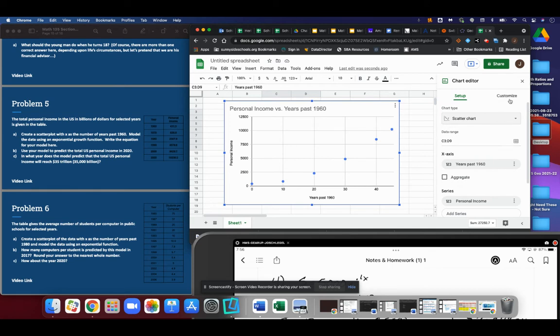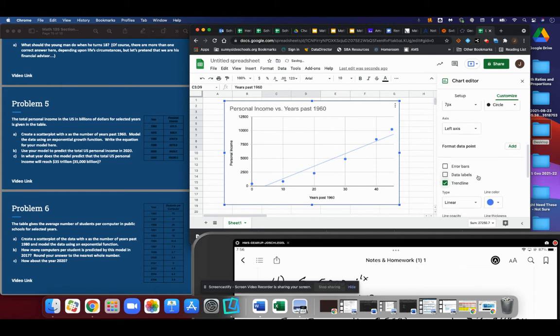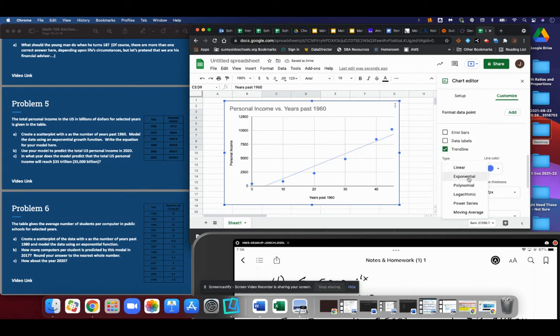And then the next thing, everyone, we need to go to customize and find, was it series? Yep. And we need to add a trend line. This time we are working with exponential functions, and so we don't want a linear trend line. That actually fits the model terribly. We want an exponential trend line. And I just shut my trend line off. I don't know why that's happening to me.